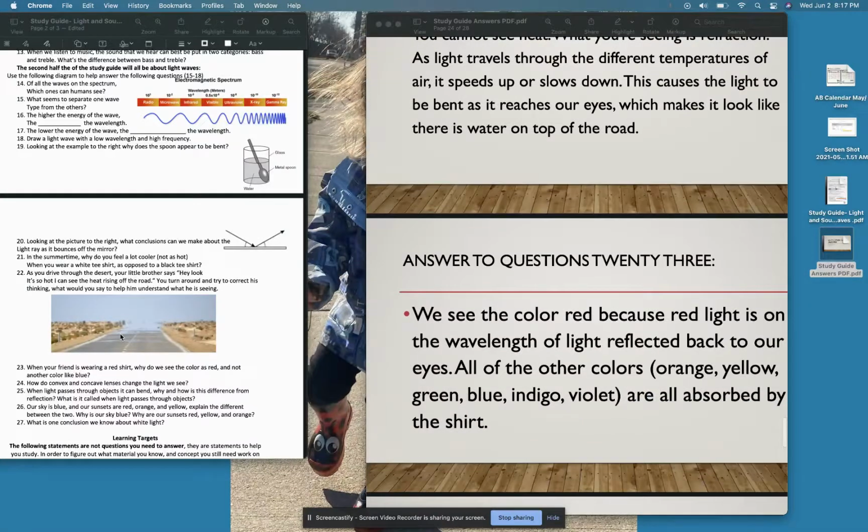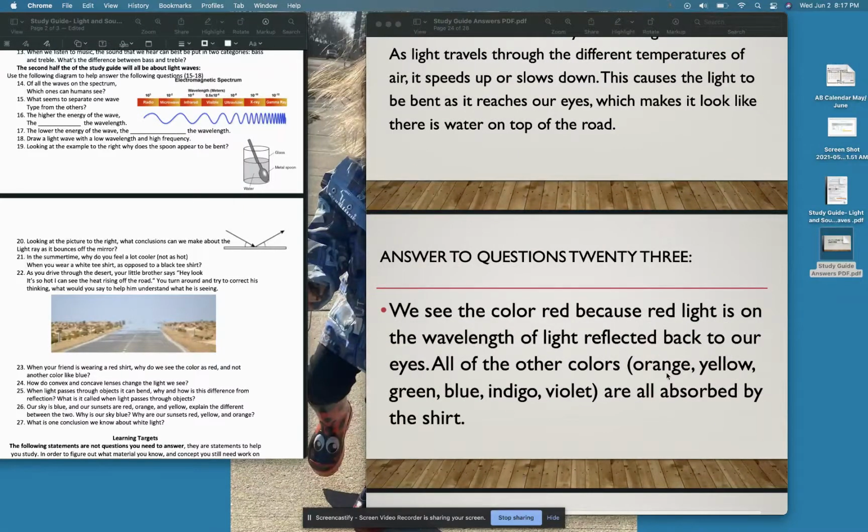So looking at number 23, when a friend is wearing red, why do we see it as red? Well, that means all the other colors, orange, yellow, green, blue, indigo, and violet, are being absorbed by their shirt, and the only one that is being reflected back to us is, in this case, red. And that's the wavelength of the color red. Remember, red has the lowest, or I guess the largest wavelength, or it has the lowest amount of energy. But red is the color or the wavelength that makes its way back to us.